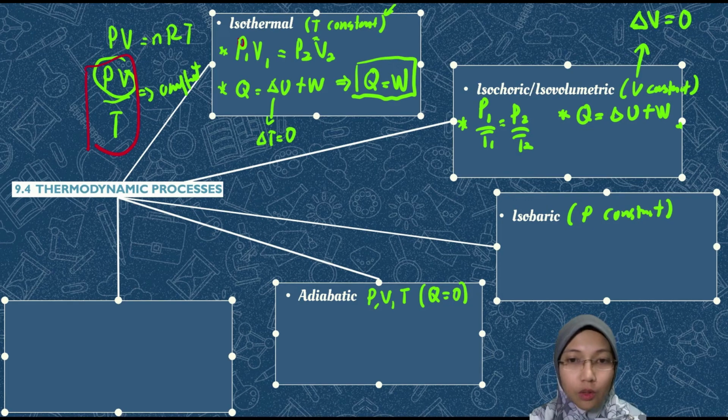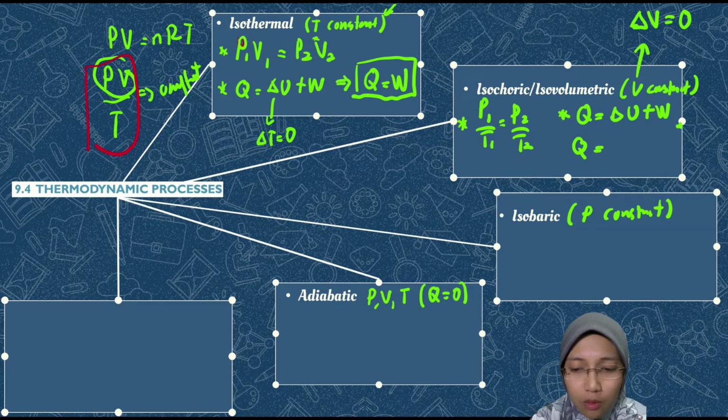Because you have to always remember work done is related to the volume. So if there is a change in volume, it means there is work done on the system or by the system. But if there is no change in volume, there will be no expansion, no compression. It means that no work is done on the system or by the system. So in this case, your first law of thermodynamics becomes Q is equal to delta U.